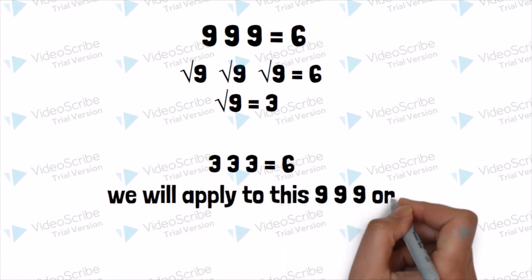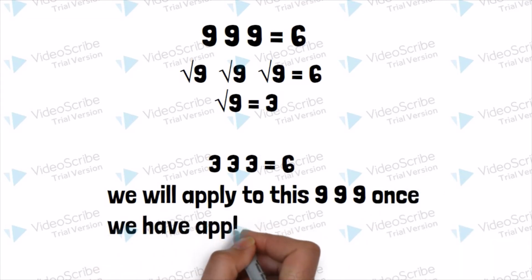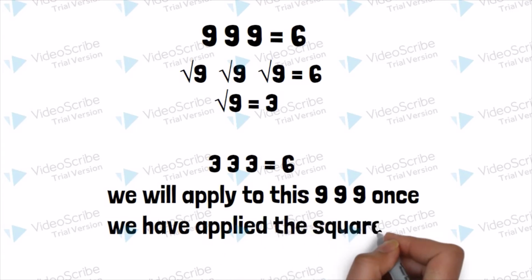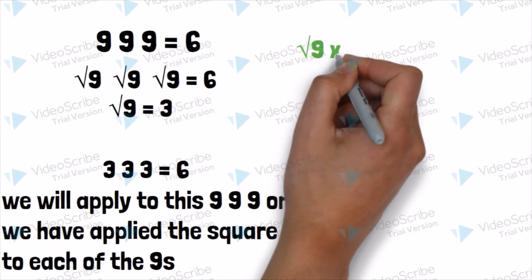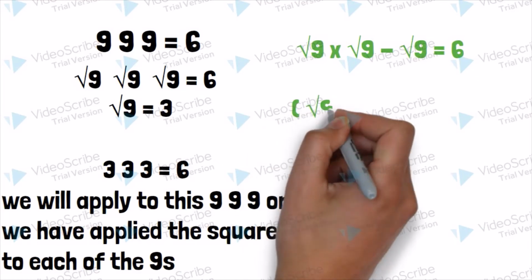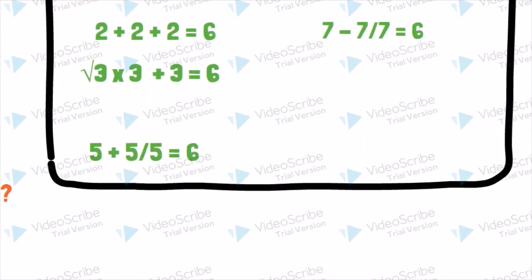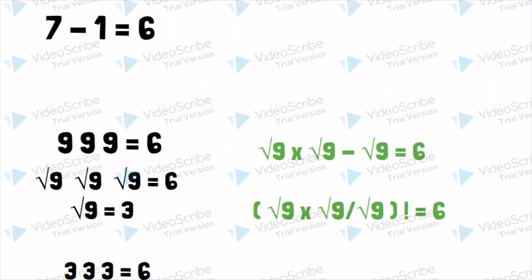So we can write the equation as root of 9 into root of 9 minus root of 9 equal to 6. The other one, where we can express it as root 9 into root 9 by 9 whole factorial. So let me take it as the first equation for the presentation.